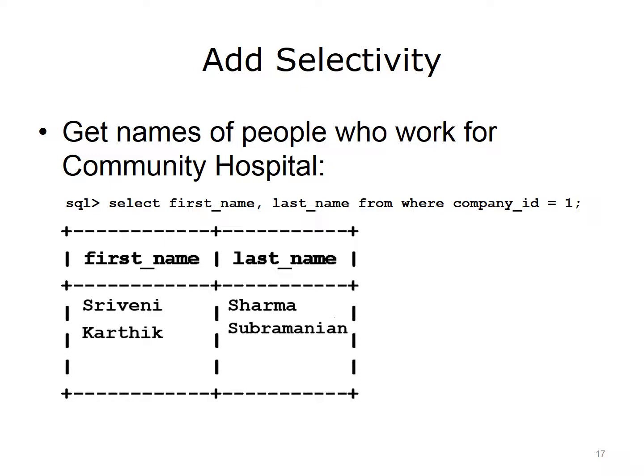Instead of an asterisk to request everything, the names of the desired columns can be indicated in the SQL statement. This slide shows retrieval of only the first and last names of the table records. To retrieve only the first and last names of the people who are associated with a specific company, company ID 1 for example, a where company_ID equals 1 clause is added to the statement. Since ID 1 in this table is Community Hospital, the resulting table will show that Sriveni Sharma and Karthik Subramanian are associated with that organization.